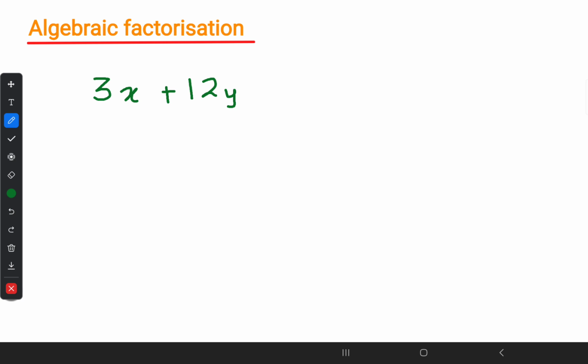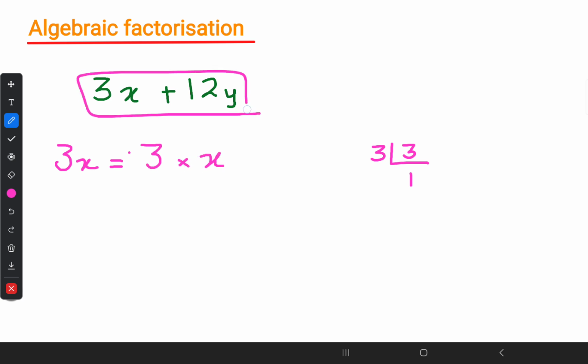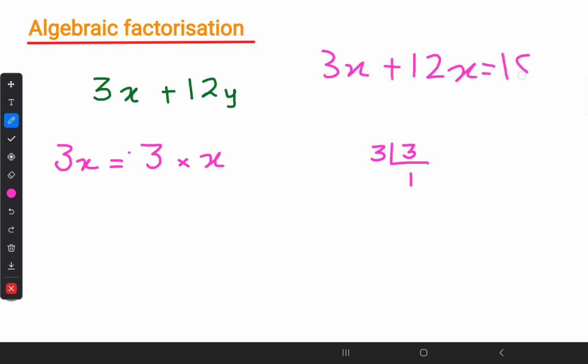So to find factorization, you should find the HCF for these two values separately. First 3x. Since 3 is a prime number, 3 can be divided by only 3. So 3x is 3 times x. For 12y, we cannot add them because this has x and this has y. Those are not like terms. If both were 3x plus 12x, we could add them to get 15x. But in this case that's not possible because they are unlike terms. We can do only factorization between these two. 3x to find HCF, that's what we are doing here.